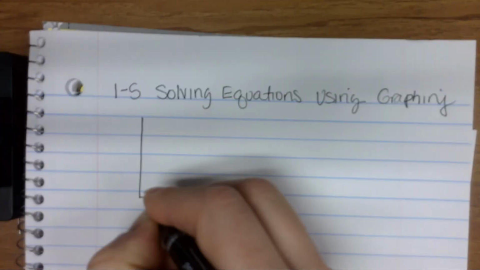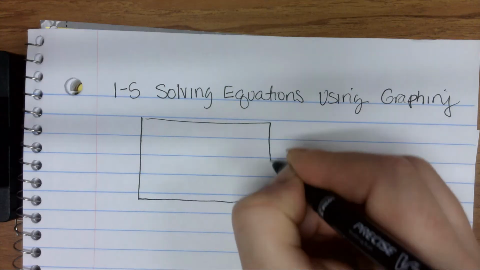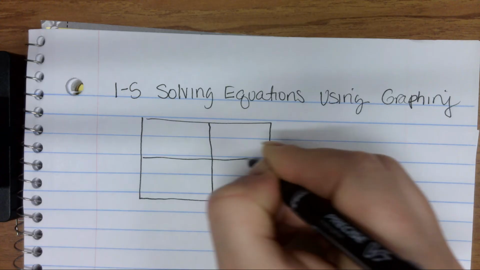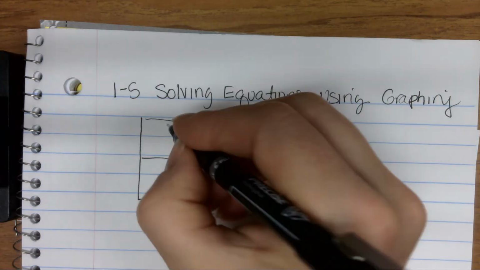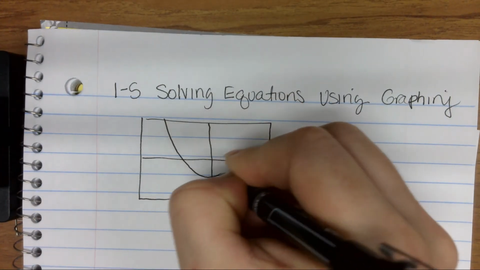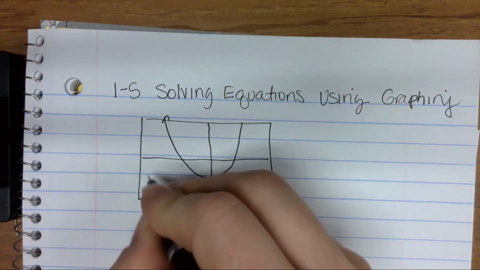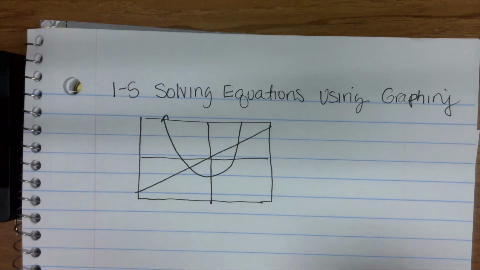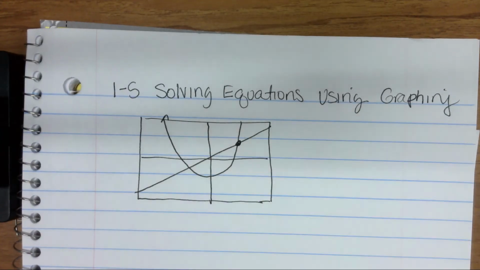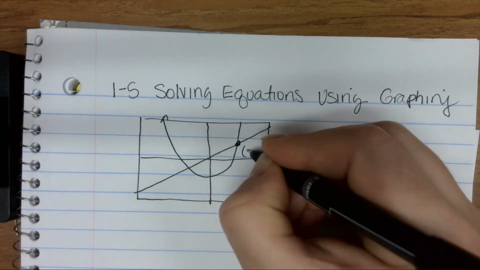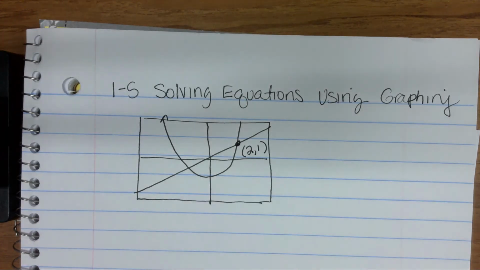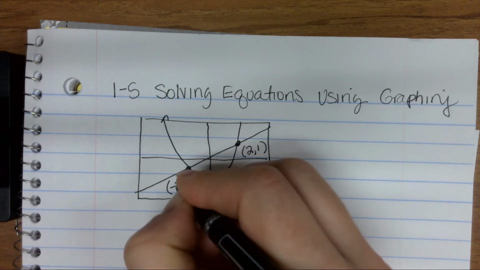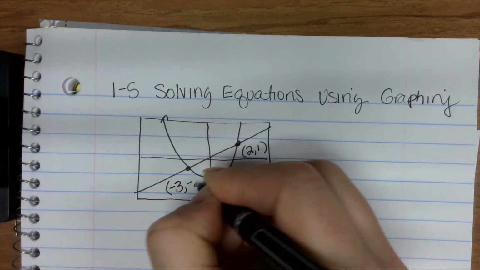We're going to draw a picture down here. I'm pretending it's like a calculator screen. And let's say I had a quadratic. And then let's say I had a line, okay? And let's just pretend that this intersection was the point (2, 1). And this was the intersection (-3, -0.5). Okay.